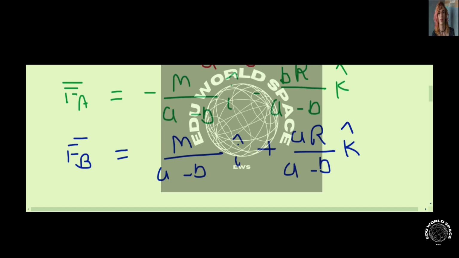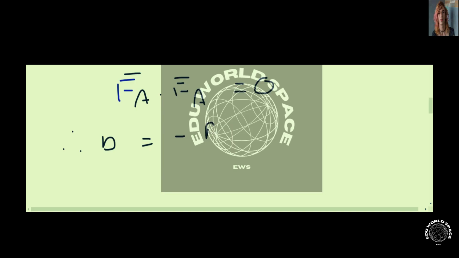Next, we have to make them perpendicular by choosing the right distance b, since it is the only parameter that we can change. So, to do so, we can write Fa dot Fb is equal to 0. So from this we can get b is equal to minus M squared upon a·R squared. Note that b has to be negative for our forces to be perpendicular.